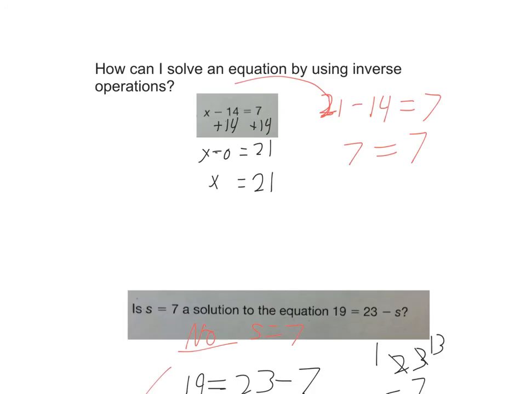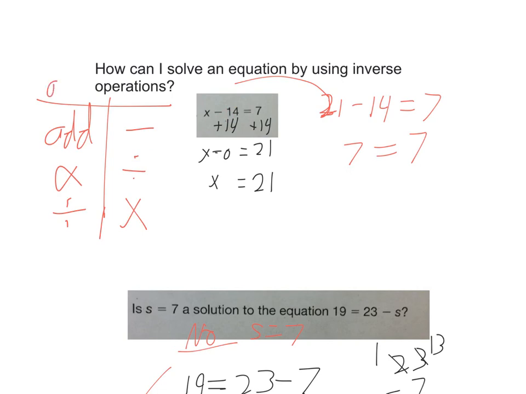So in this lesson, I really wanted you to come away with how to solve an equation by using inverse operations. Just real quickly, you need to identify your operation, and then you need to do the inverse. So if you're subtracting, you add. If you are adding, you're going to subtract. If you are multiplying, you're going to divide. If you are dividing, you're going to multiply. So you look at your operation, and then you have your inverse operation.